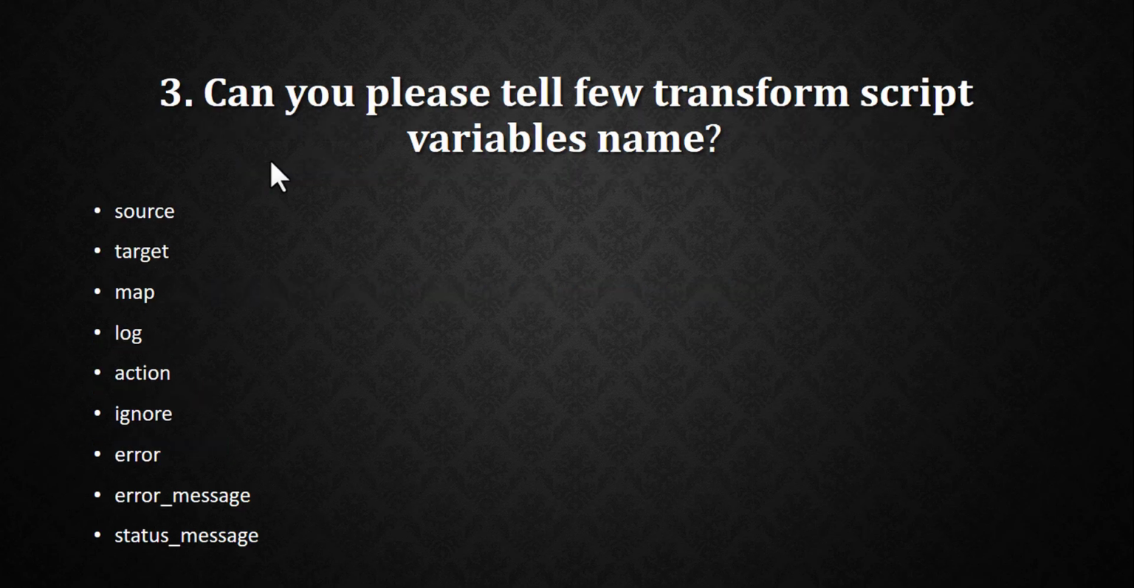So the next question is, can you please tell a few transform script variable names? Maybe they will ask for transform script variable names, or maybe they will ask what different objects are available in transform script. So you can answer like this. If you give the names of 4 to 5, that will be fine. Like first one is source, then target, map, log, action, ignore, error_message, status_message. I've just given the names, and if you want to know in detail what exactly the use of each is, you can refer to the ServiceNow docs, or you can check in the community as well. Okay. So now we are moving to the next question.